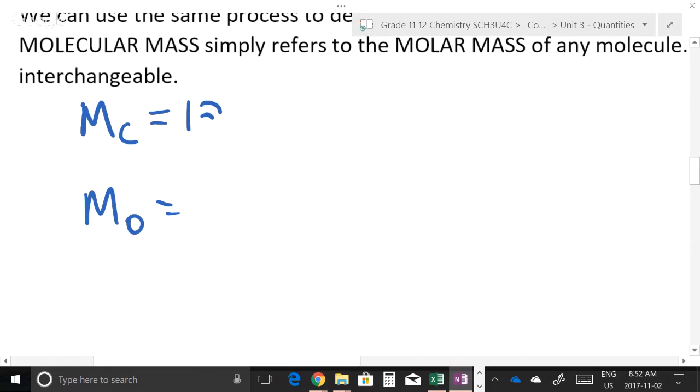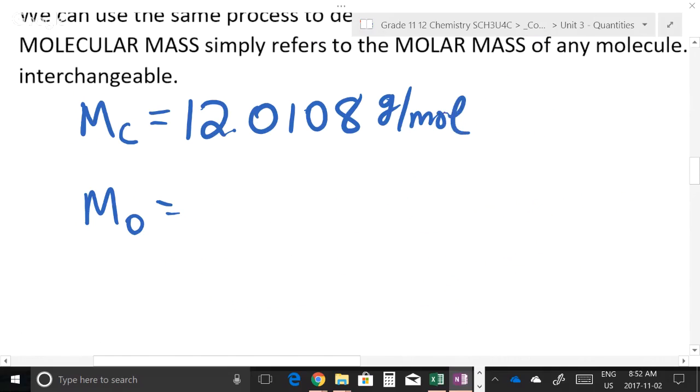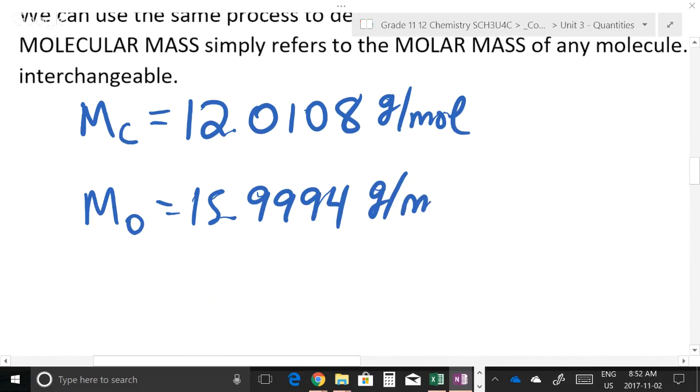For carbon, it is what, 12.011 something? 12.0108. 0108, and that's grams per mole, of course. And what is the molar mass of oxygen? That is still 15.9994 grams per mole, right? You'll dream about these numbers by the end of this course. If you're wondering how does he remember those, it's because they come up often.